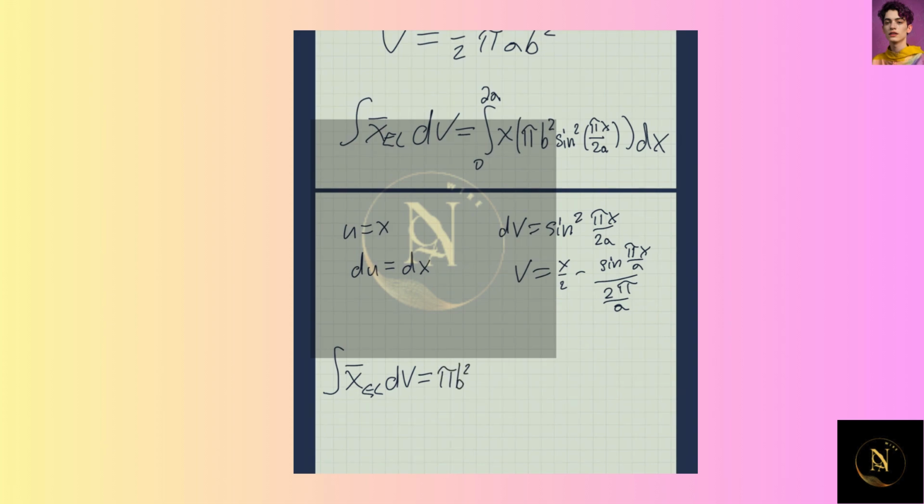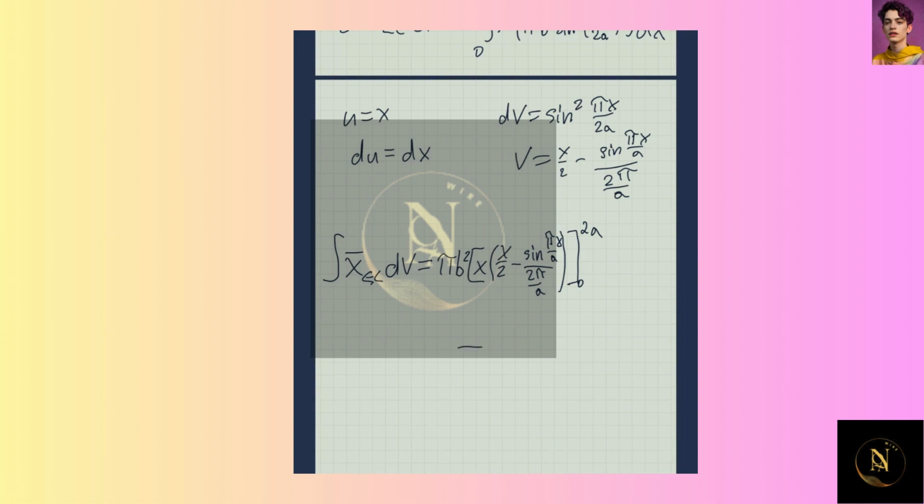Now we can plug our parts back in. We start off with u times v for the integration by parts, and then you subtract the integral of v du.